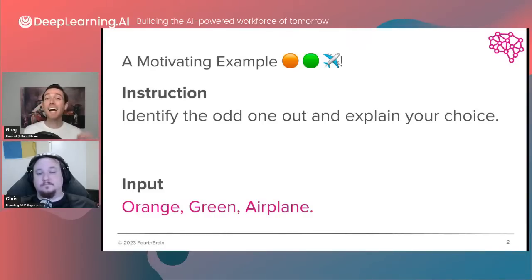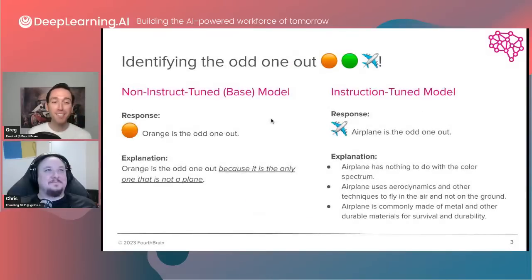Instruction: identify the odd one out and explain your choice. Input: orange, green, airplane. Chris, can you walk us through the responses that we get here? Yeah, you bet. So in the first half here, we have our non-instruct tune. That's our base model. Its response is orange is the odd one out, and the explanation is that orange is the odd one out because it's the only one that is not a plane, which is kind of nonsensical and doesn't really help us at all.